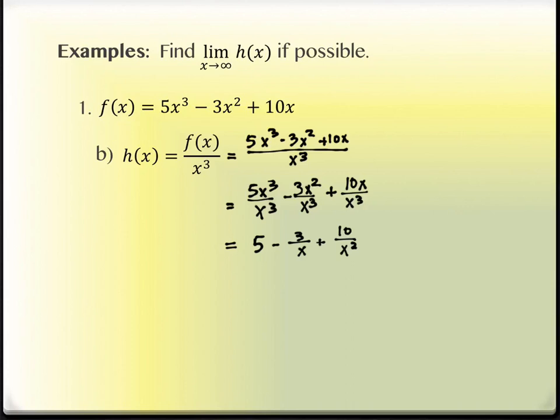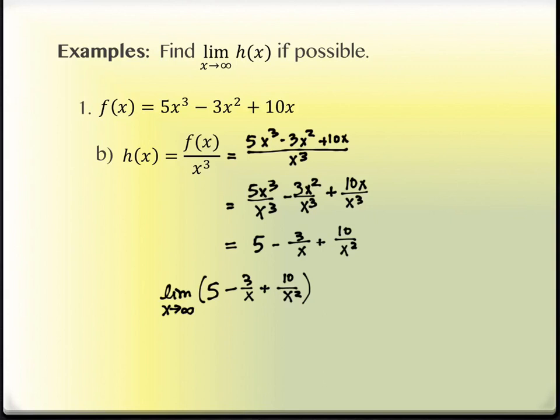Good. And what we're trying to do is find the limit of this as, which one did it say? Yep, x goes to infinity. Just FYI, it could say x goes to negative infinity, and we would have to do it a little bit differently, but this one is infinity. So I have the 5. I have, sorry, that was a minus 3 over x. Try that again. And then plus 10 over x squared.